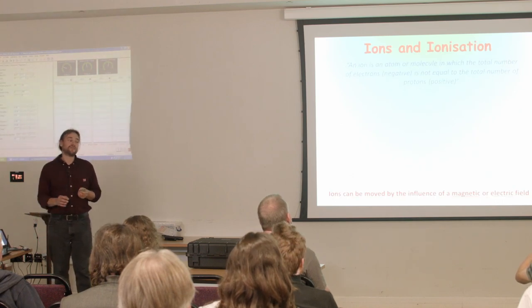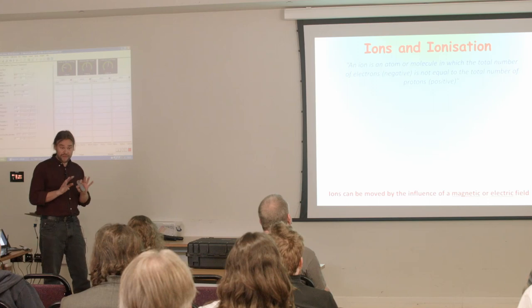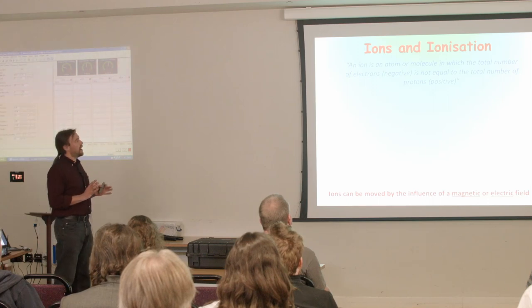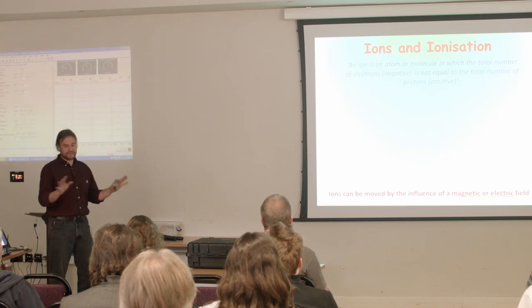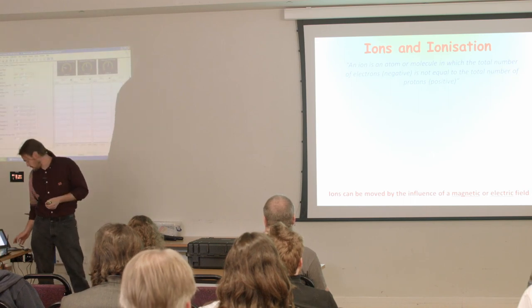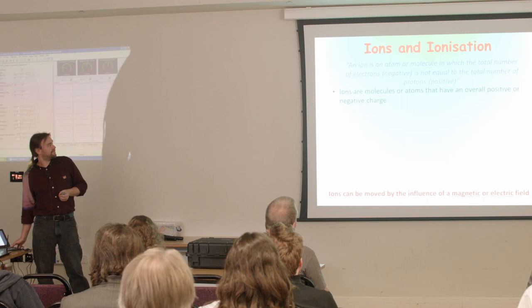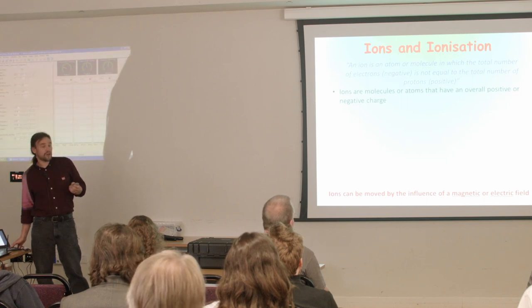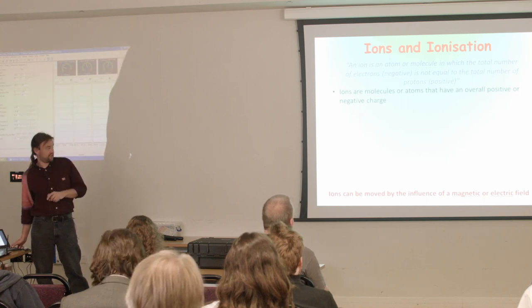Now, all molecules and atoms are neutral. They have no overall charge. Everything around us is pretty much neutral unless it's got electricity flowing through it or it's an ion. So an ion is basically a molecule or an atom that has an overall positive or negative charge.